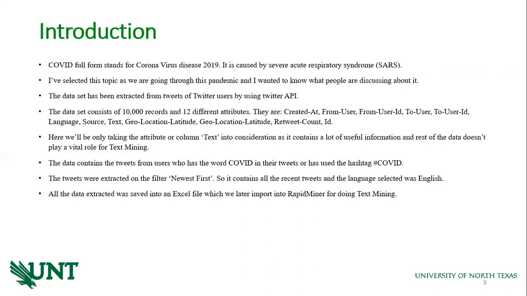The dataset contains 10,000 records and 12 different attributes. They are created at, from user, from user ID, to user ID, language, source, text, geolocation latitude, geolocation longitude, retweet count, and ID. Here we'll be only taking the attribute or column text into consideration as it contains a lot of useful information, and the rest of the data doesn't play a vital role for the text mining.